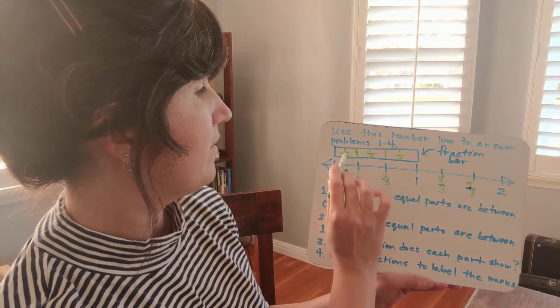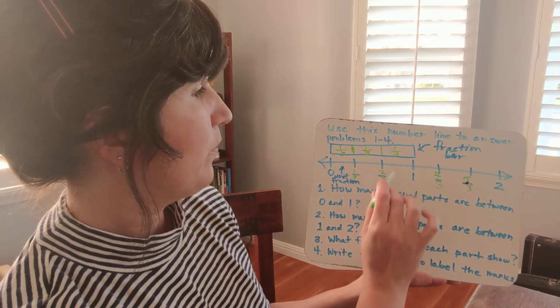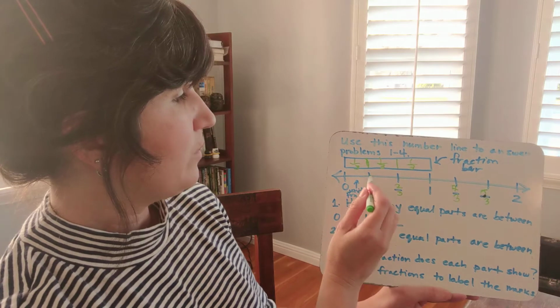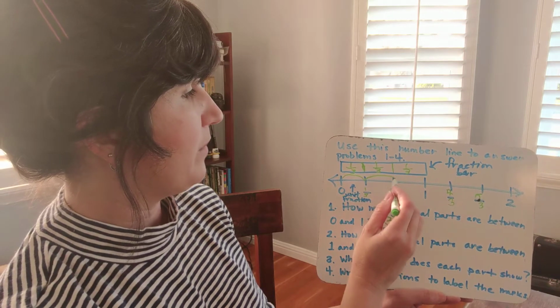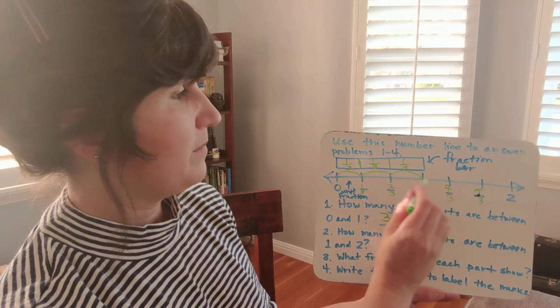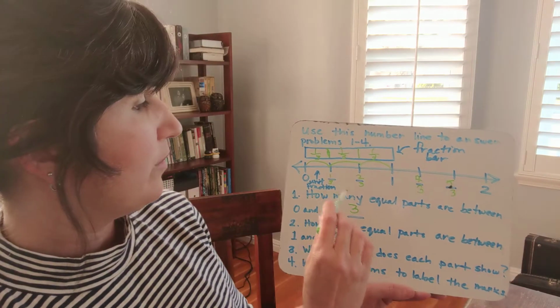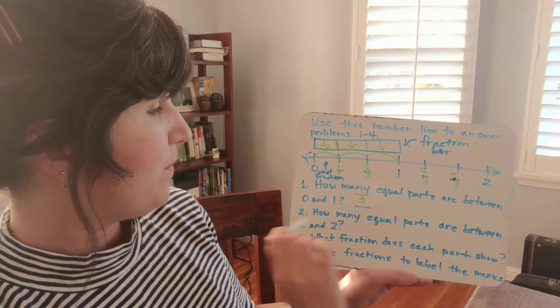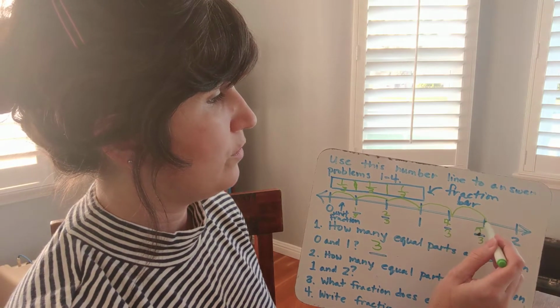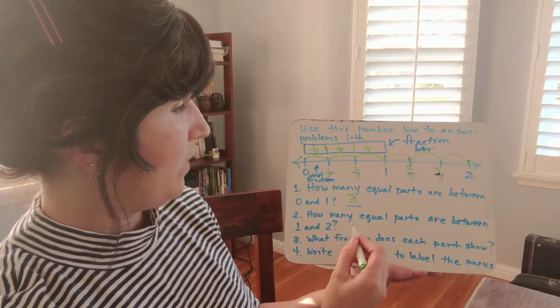There's 1 part, 2 parts, 3 parts between 0 and 1. So I would write 3 because we count the spaces, the jumps that we make from 0 to the next space to the next space all the way to 1. So there would be 3 spaces. How many equal parts are between 1 and 2? Let's check. 1, 2, 3 parts as well.